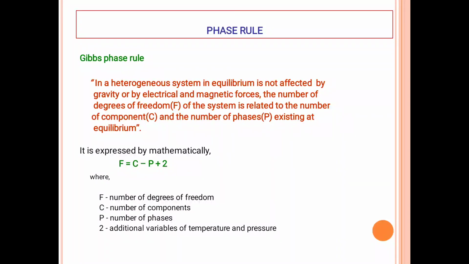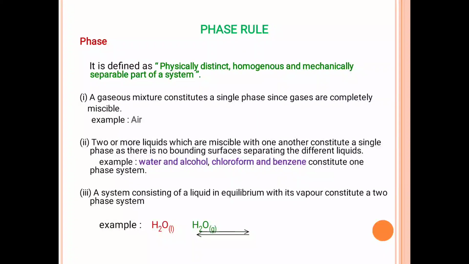So, the definition for phase rule is: in a heterogeneous system in equilibrium that is not affected by gravity, electrical, and magnetic forces, the number of degrees of freedom of the system is related to the number of components and the number of phases existing at equilibrium. It is mathematically given by F = C - P + 2. This F denotes the number of degrees of freedom, C the number of components, P the number of phases, and 2 will be the additional variables of temperature and pressure.